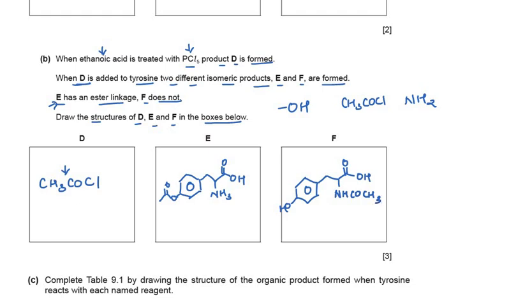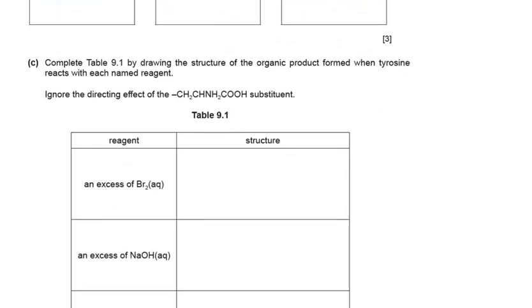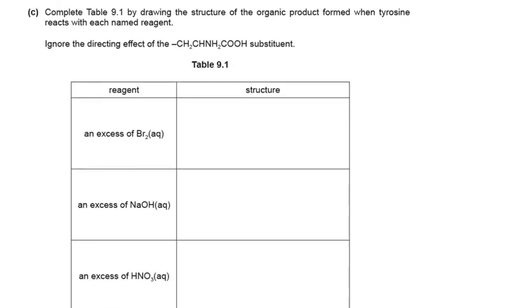NHCOCH3. Let's go ahead with the C part of this question. It says complete table 9.1 drawing the structure of organic products formed when tyrosine reacts with each named reagent below. Ignore the directing effect of the CH2, CH, NH2, COOH substituent. So this group is not going to affect the directing part of the benzene ring. And so the first reagent here is an excess Br2, excess bromine is used.